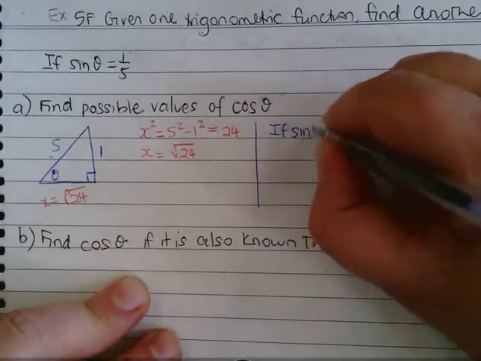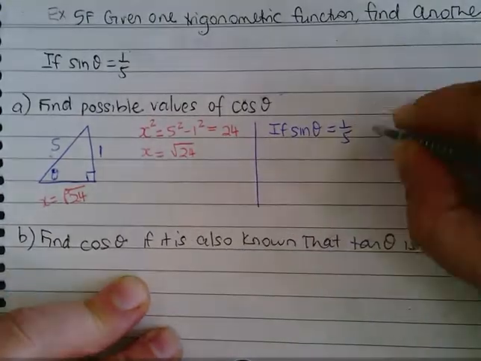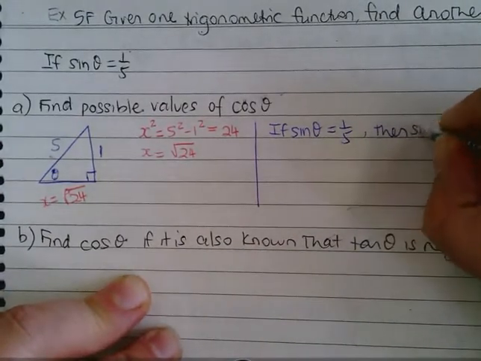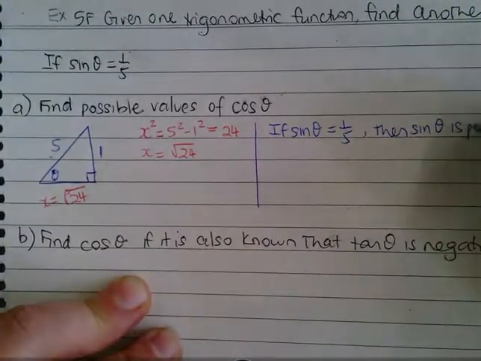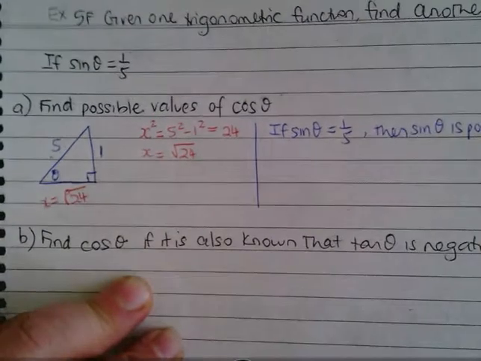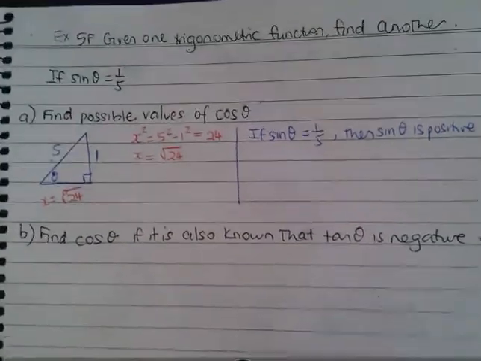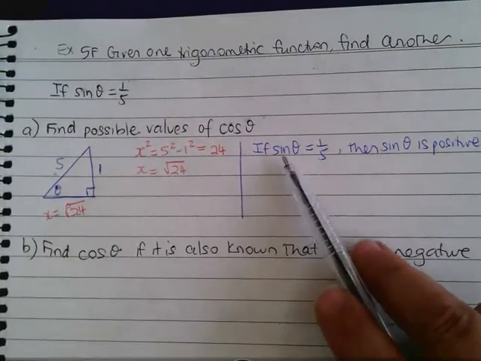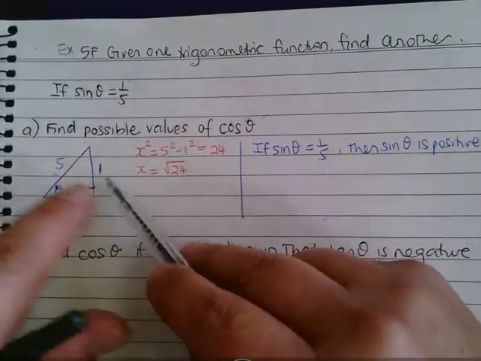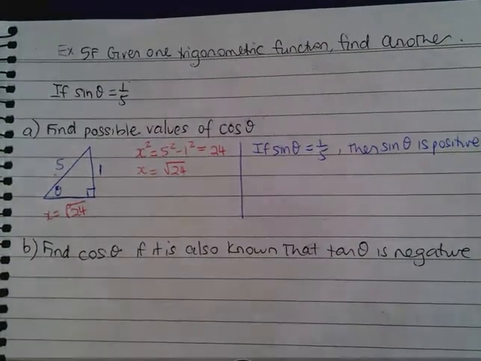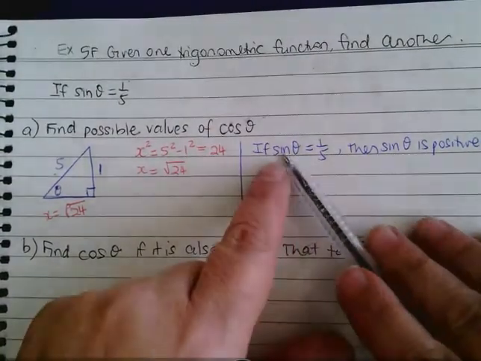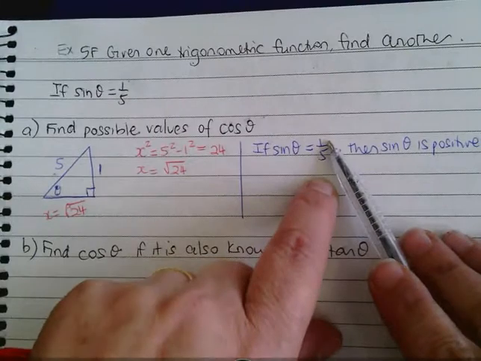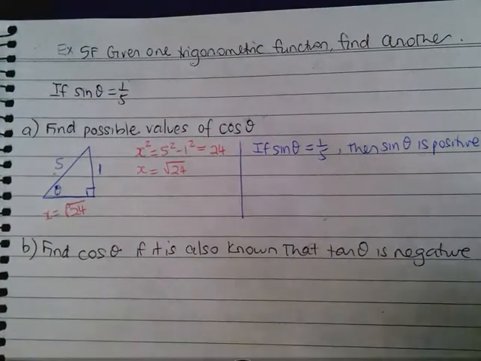Now, if sine theta is 1/5, then sine theta is positive. Some questions will say sine theta is 1/5 or sine theta is negative 1/5. Look at it and you say sine theta is 1/5. That allows me to draw the right angle triangle and find the missing side. The next thing, look at it. Sine theta, is it positive or negative? Positive, because it's positive 1/5.